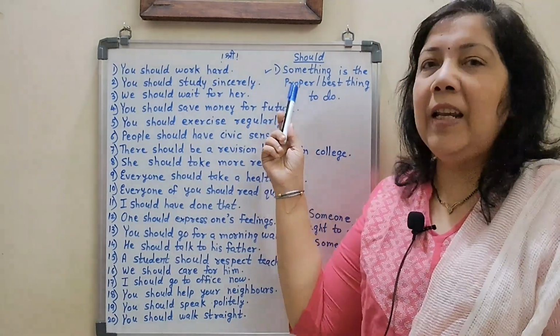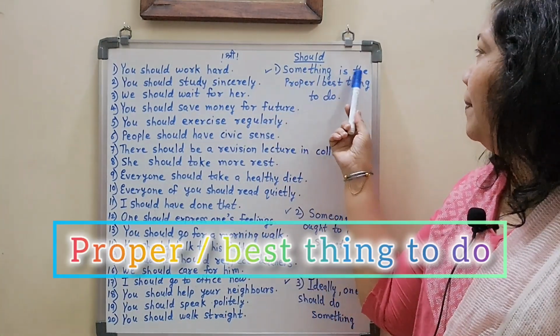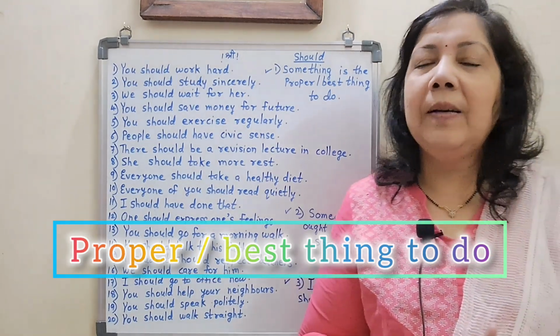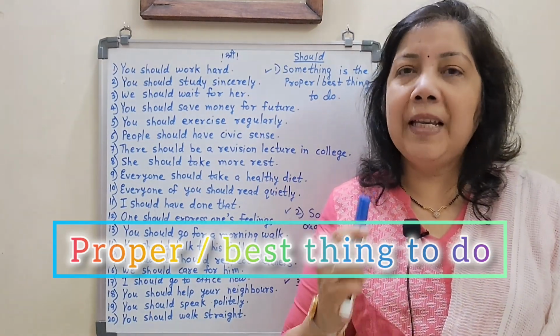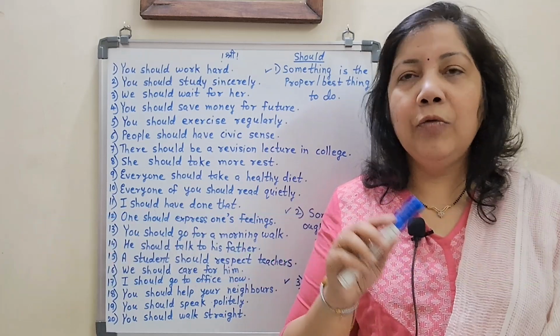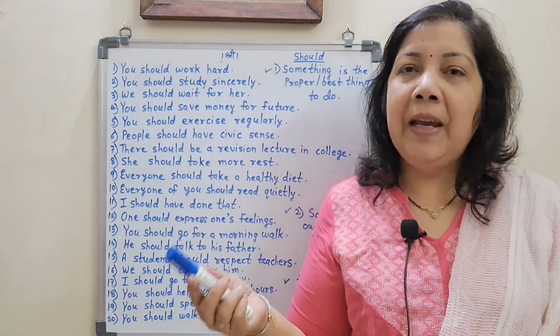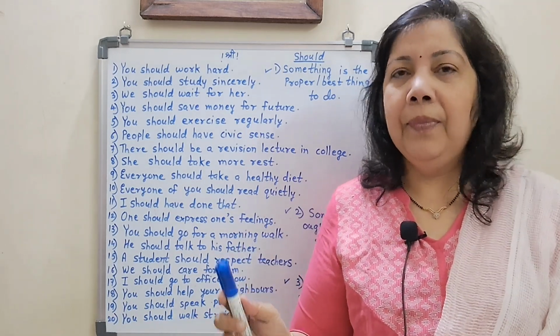Let us start. First thing, when is should used? When something is the proper or the best thing to do. When something is the proper way to do, the best thing to do, then we use the modal verb should, and after that modal verb, of course, the main verb comes every time.